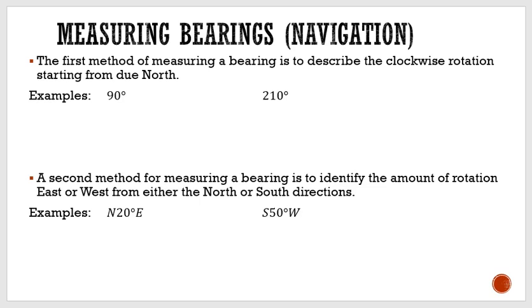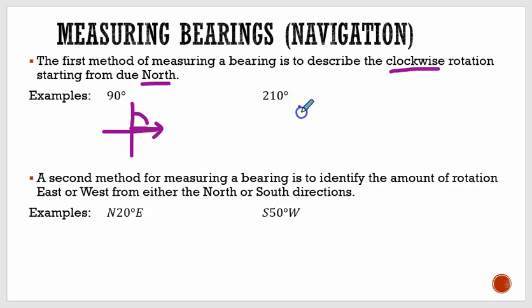So the first and probably most common method of measuring a bearing is just to give a single angle measurement. And this is similar to what we've been doing with the angles in the unit circle, but instead of starting at east and rotating counterclockwise, these start from north and they measure the clockwise rotation. So for a couple quick examples, if we have an x and a y axis here, 90 degrees means starting from up and then rotating to the right 90 degrees. So it would actually be pointing straight to the right in this case.